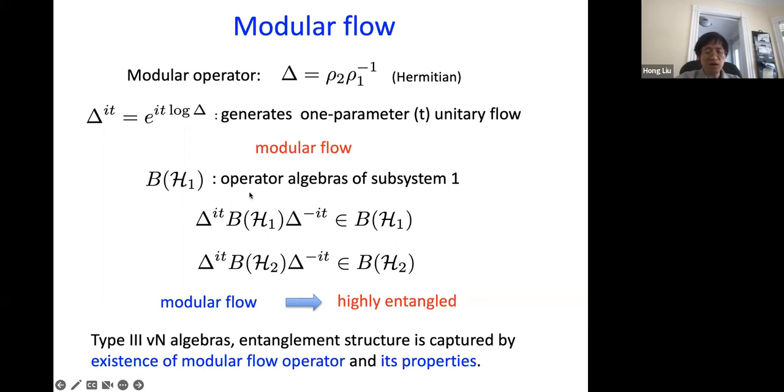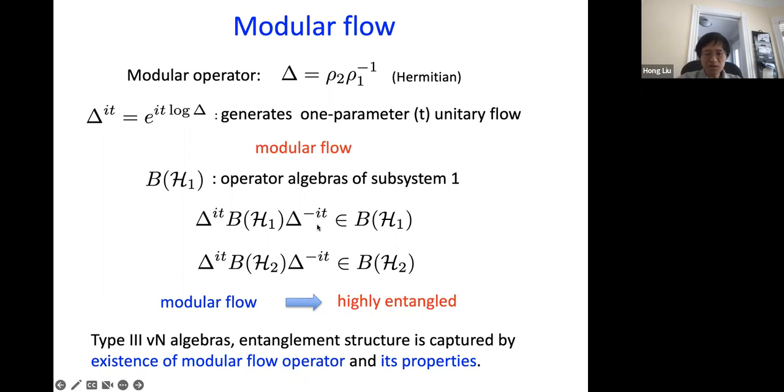We take the subalgebra of the system into itself. Now the entanglement structure is captured by the existence of this modular flow operator and by the properties of this modular flow operator. In fact, that's how people actually classify type three algebras. As I mentioned, you can classify type three algebras into type III zero, type III lambda, and type III one. By using the properties of the modular flow operator, you can further classify them, and those properties again capture different types of entanglement.